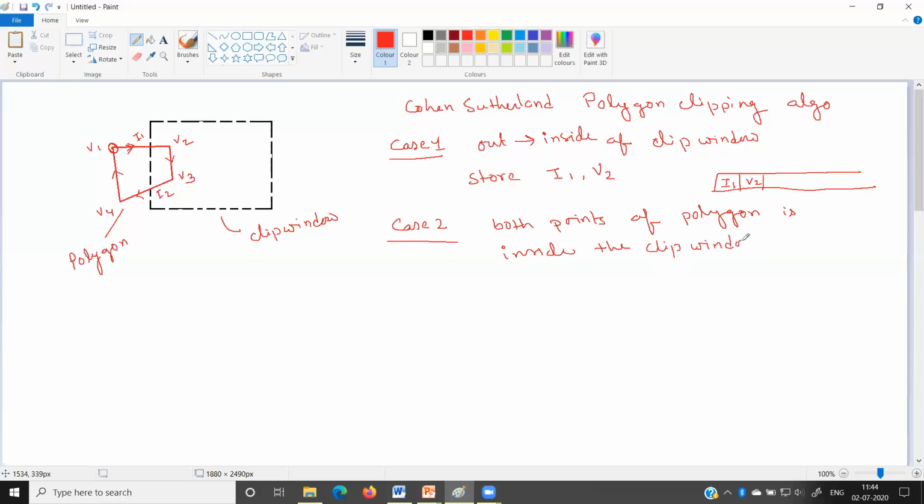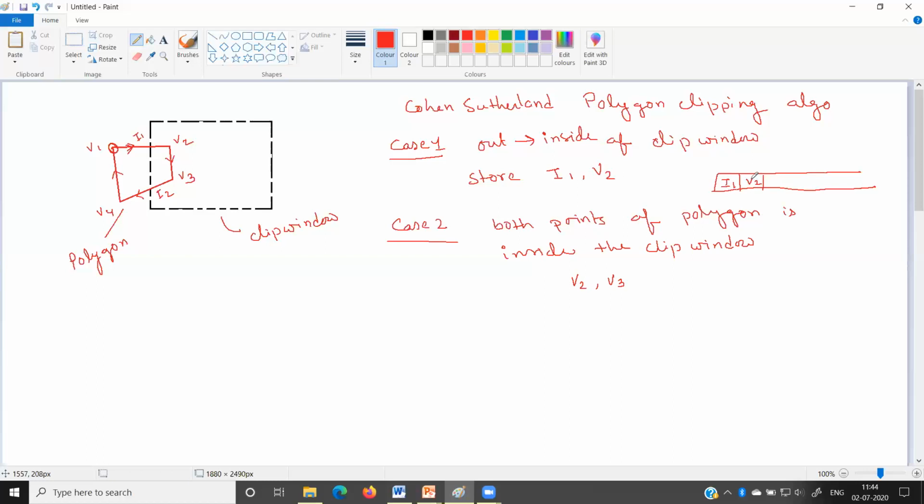Then in that case, we have to store both the vertices as per their order. So here, while we are traversing from V2 to V3, you can see the entire line segment is inside the clip window. That means the vertex V2 is inside and V3 is also inside the clip window. So what we have to do? We have to store V2 followed by V3.